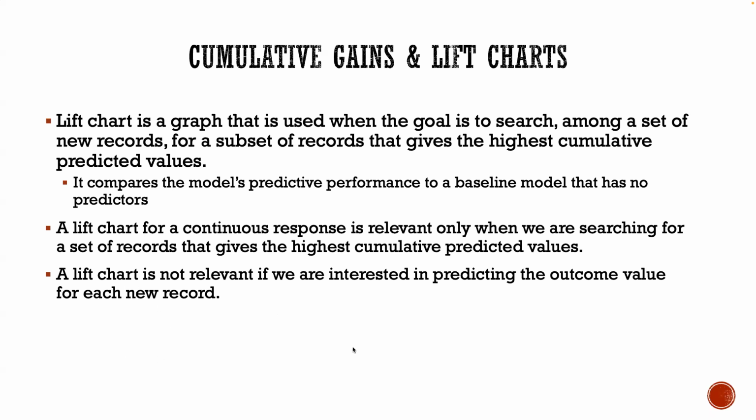So it's for a continuous response like price, revenue. These are continuous variables. We talked about continuous variables, categorical variables in our previous lecture when I was talking about data pre-processing. There are different types of data. So when it's a continuous response, we can use lift chart. And it's relevant when we are searching for a set of records that gives us the highest cumulative predicted value, like I mentioned for the revenue from a customer.